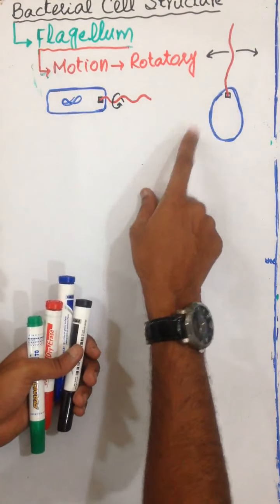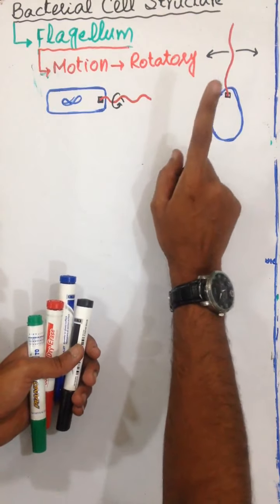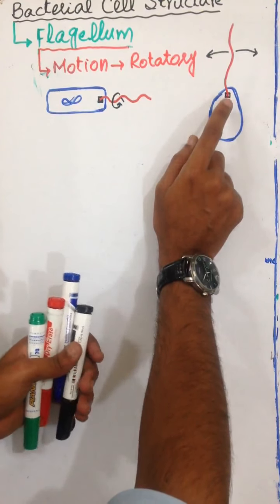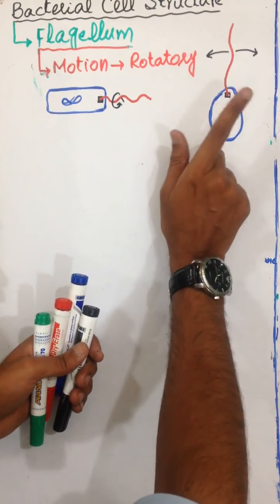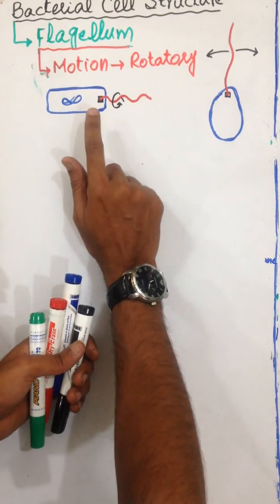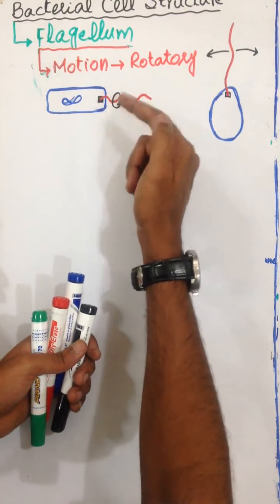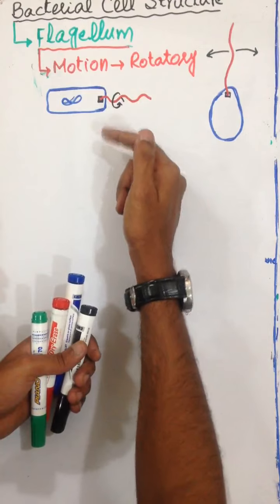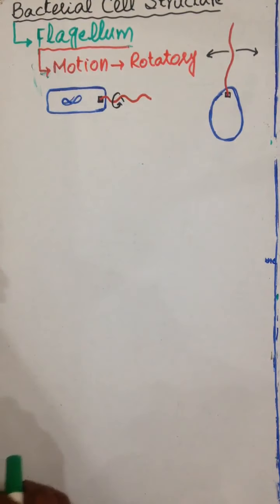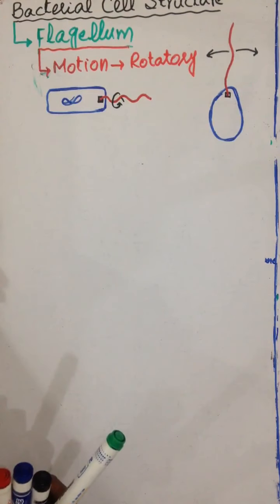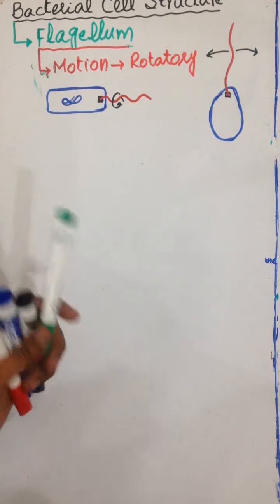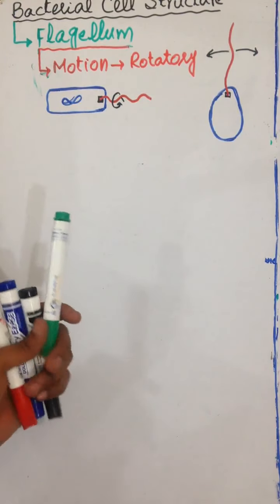But in eukaryotes, the flagellum is not rotating, it is standing anchored in its basal body. So they keep on lashing their flagella, and due to this lashing they can move. But in bacteria, the flagellum rotates, and this is called rotatory motion. So this is the difference in the physiology of flagella, how they move, but the purpose of flagella in bacteria and eukaryotes is the same. They are used for motion.